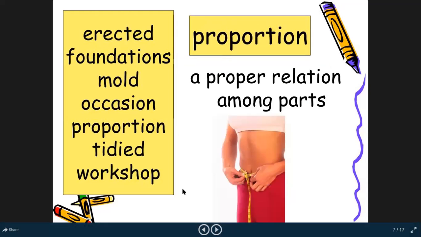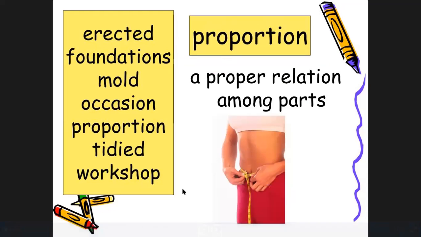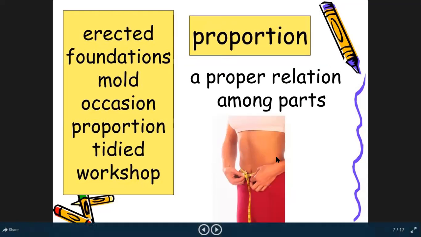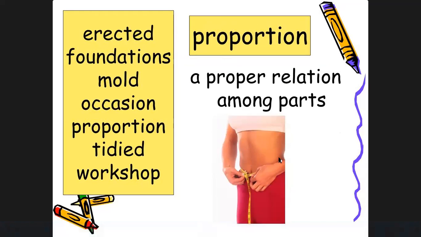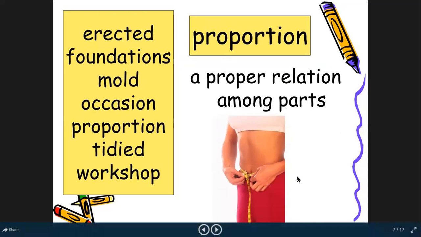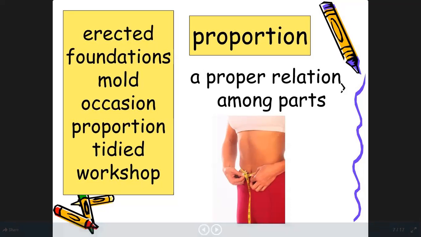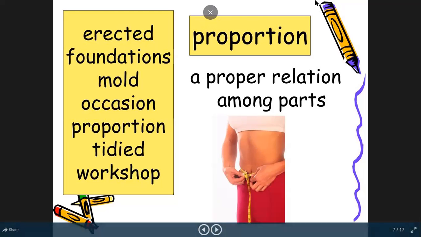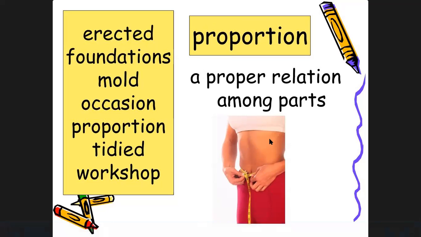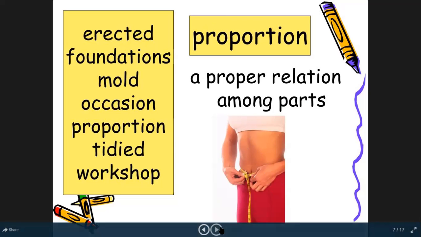Then we have proportion. Proportion means a proper relation among parts. For example, if I come to this lady and I compare her upper body to her lower body, it's a proper relation. Her upper body is the same as her lower body, so she's all measured and balanced. So proportion is a proper relation among parts. You can use it for your body, like my body is well proportioned, or the proportion of this building is good, which means it's built in a nice, proper way, and all of the measures are balanced. So this is what we call proportion.